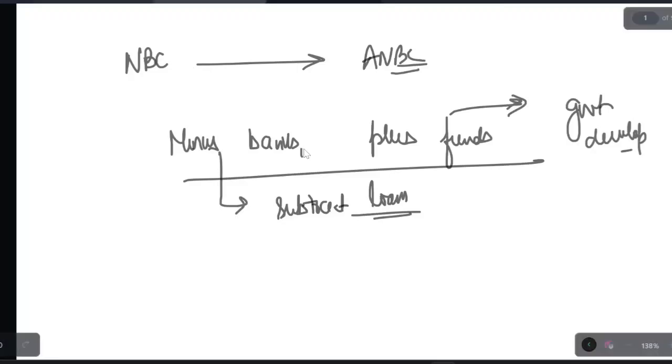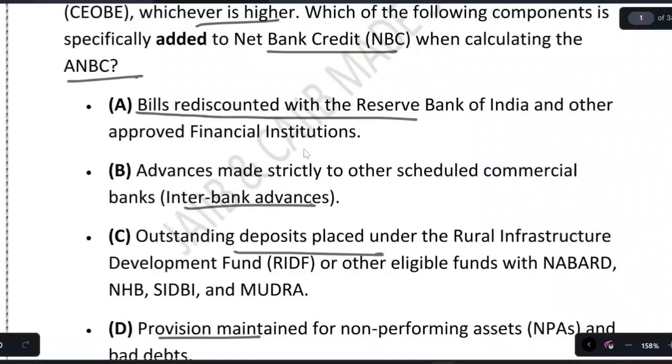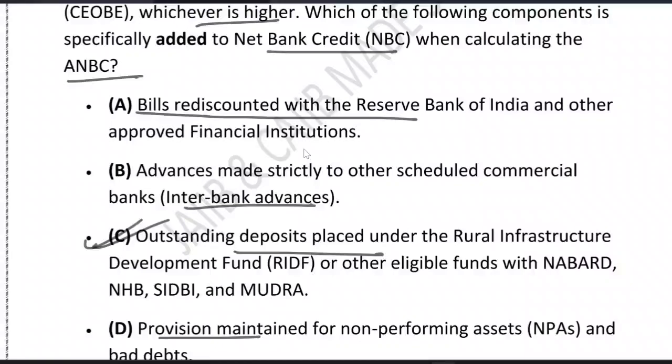question. So what is the correct answer to this question? If you look at the options they have provided, yes, option number C is the correct one. This is our correct answer. Outstanding deposit. I told you, minus bank plus fund. So basically they are asking you to add. What is added? Fund has to be added, right? So add any money stuck in the government development fund. This is the point we have discussed.